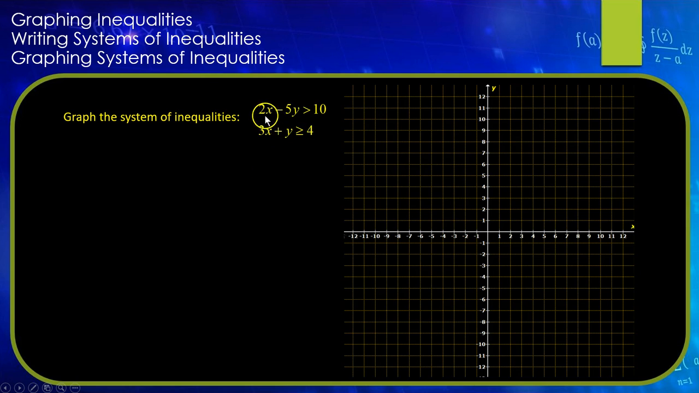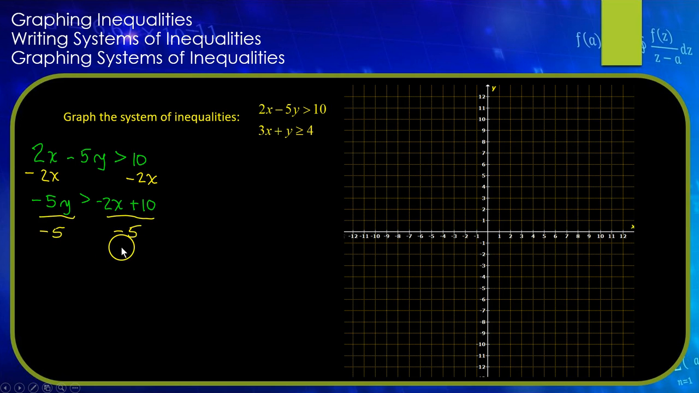So let's take 2x minus 5y being greater than 10 first, and I'm going to slowly convert this into slope-intercept. So I'm going to subtract 2x from both sides and get negative 5y is greater than negative 2x plus 10. To get y alone, so I have this in slope-intercept, I'm going to divide both sides by negative 5. Dividing by a negative is going to cause me to need to change this symbol around to a less than.